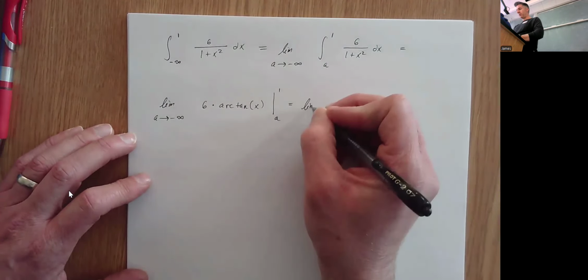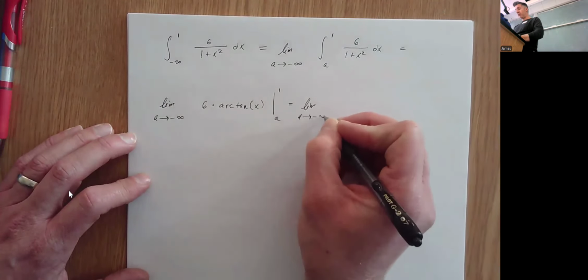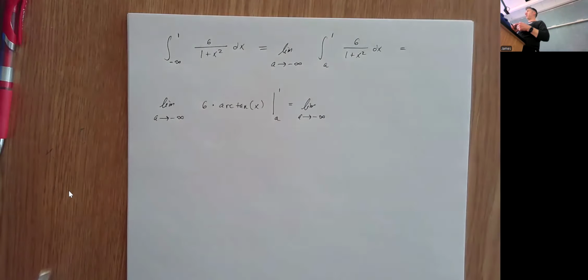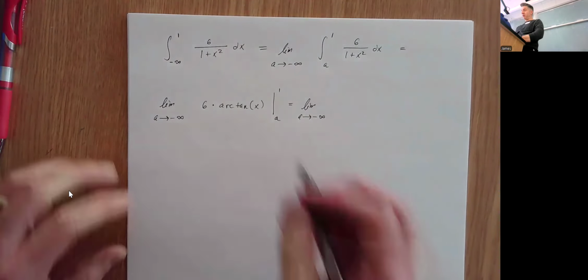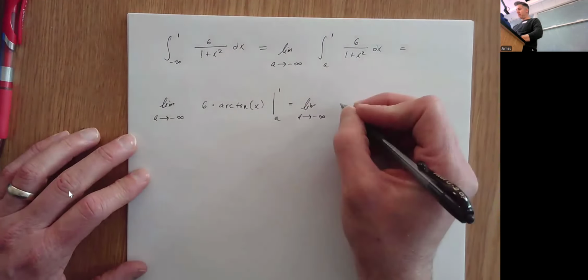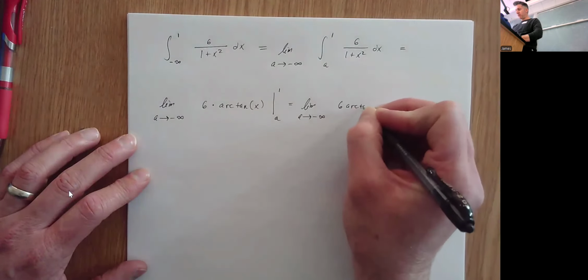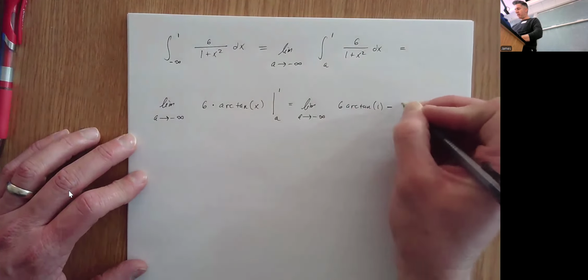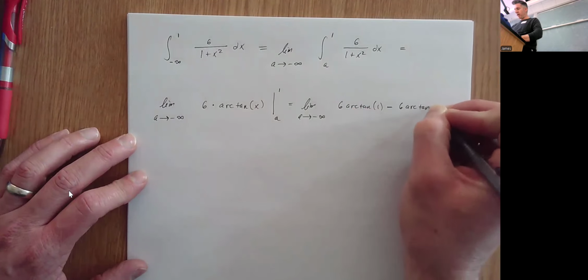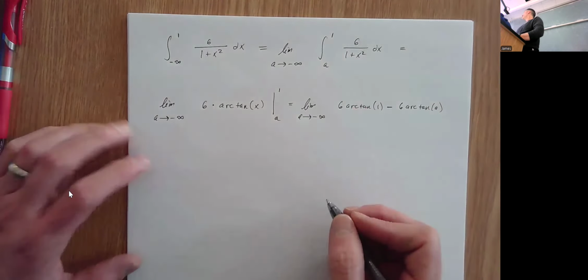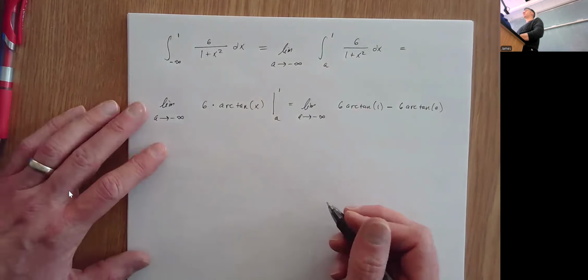So the limit is a approaches negative infinity. I should be careful with my language here, right? There's a limit that we're going to take eventually, but before that, we're plugging in the limits of integration. So first we're plugging in 1 and a. So we're going to get 6 times arctangent of 1 minus 6 times arctangent of a. What's the arctangent of 1?